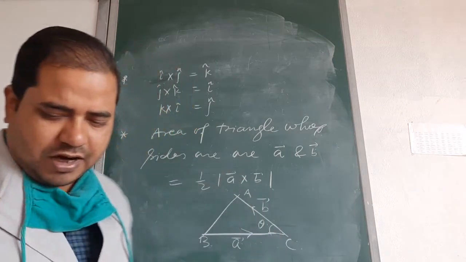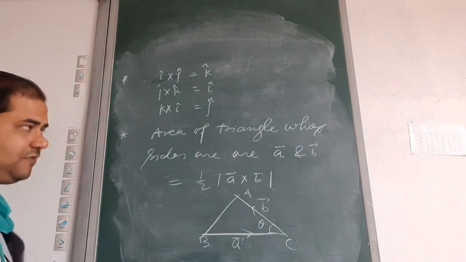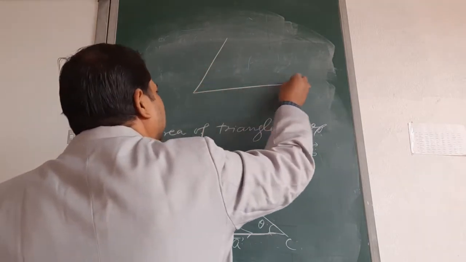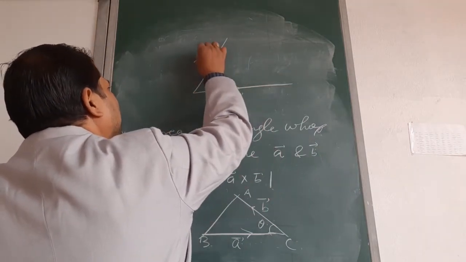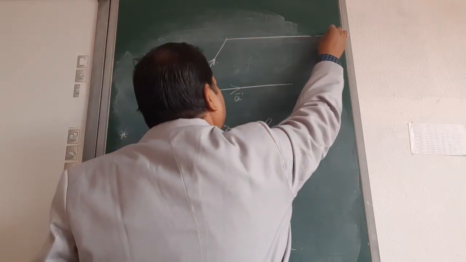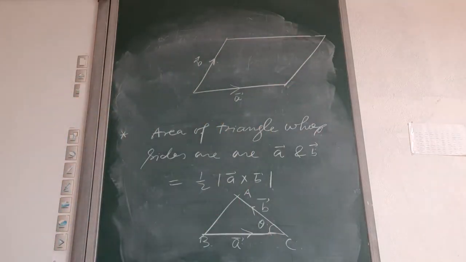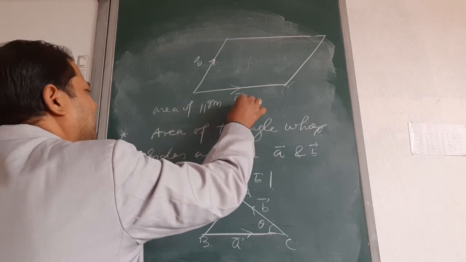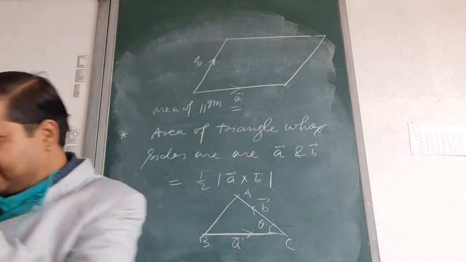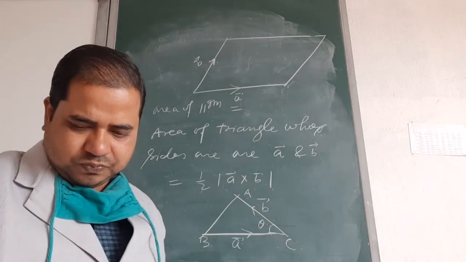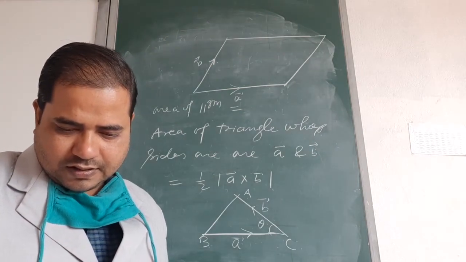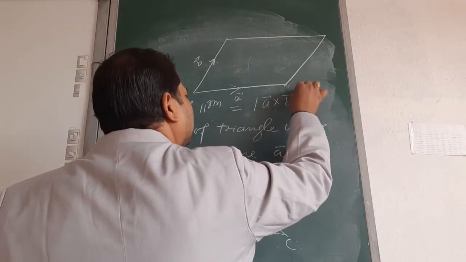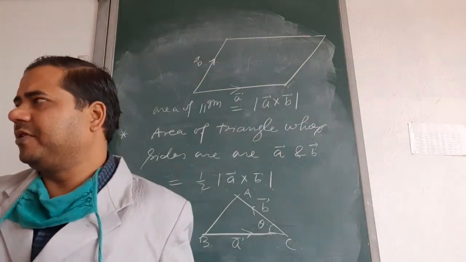Always remember, okay? Similarly, if adjacent sides of a parallelogram are given, the last one is if A and B are the adjacent sides of a parallelogram. In this case, area of parallelogram is nothing but what? Area of parallelogram is nothing but mod of A cross B. Mod of A cross B. Always remember, okay?